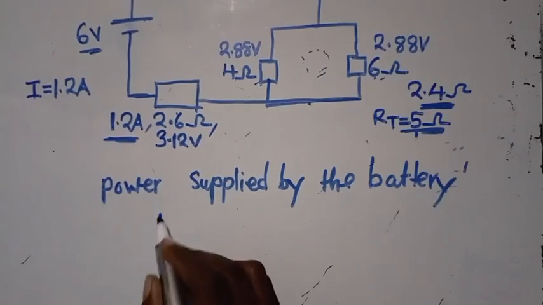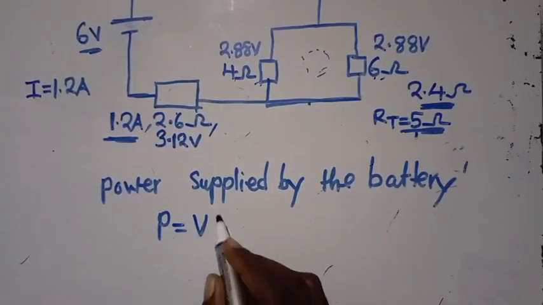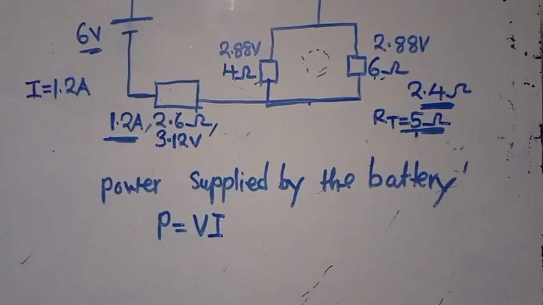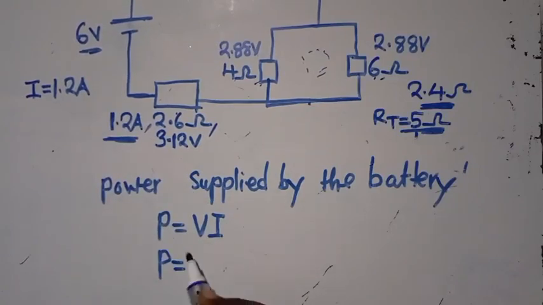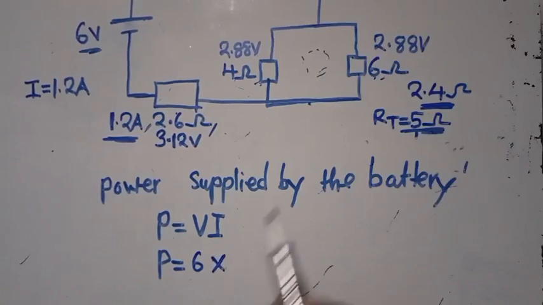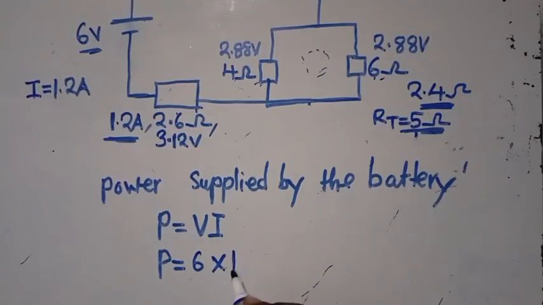You know that power is equal to voltage times current. The voltage is given: 6 volts. So 6 times the current. We are talking about the whole circuit, and the current is 1.2, which we calculated. So when you multiply there, power will be equal to what?